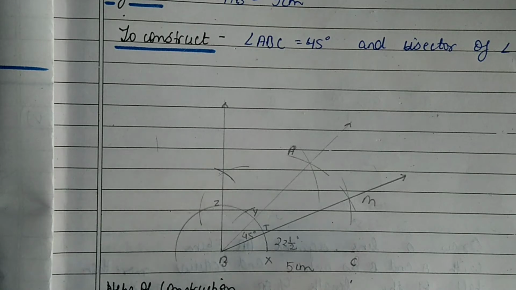60 degree, then 120 degree. Between 60 and 120, 90 degree will lie, and from 0 degree we will cut an arc, and from 90 degree we will cut an arc. It will become 45 degree. Then from 45 degree and 0 degree we will cut an arc. They both will intersect and it will form 22.5 degree.